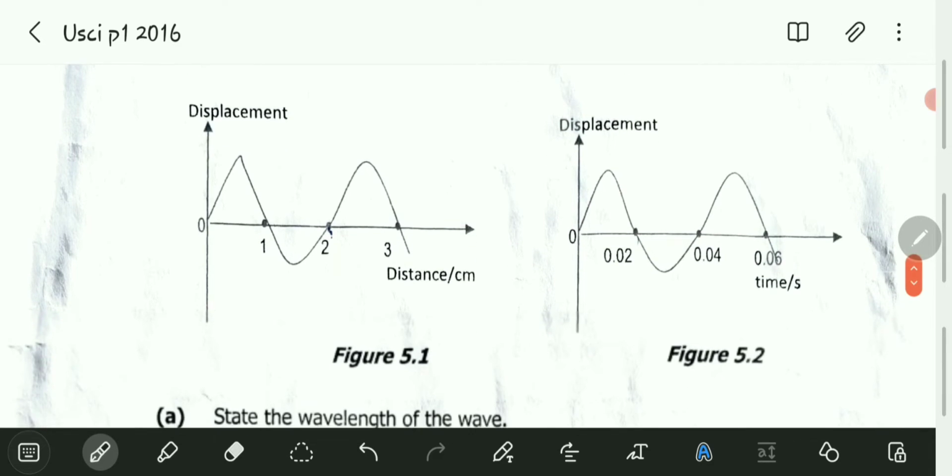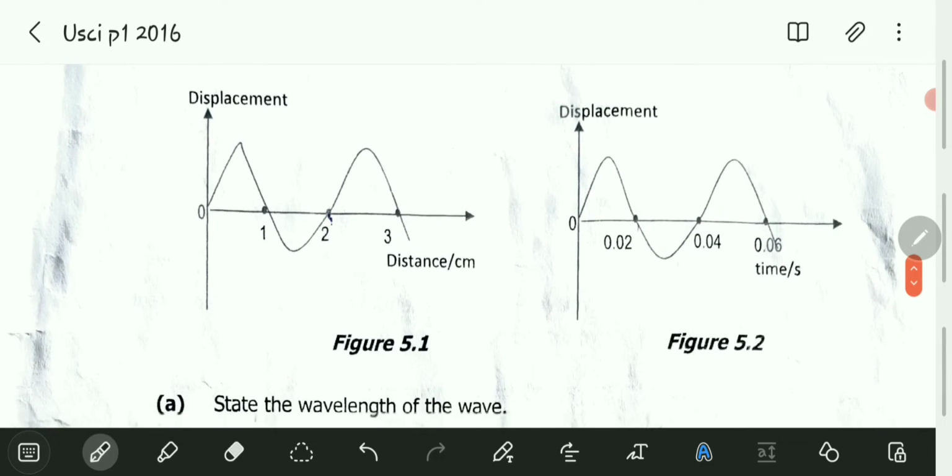All right, so let's look at those graphs. This is the displacement distance graph, and this is the displacement time graph. The distance there is in centimeters, the time there is in seconds.